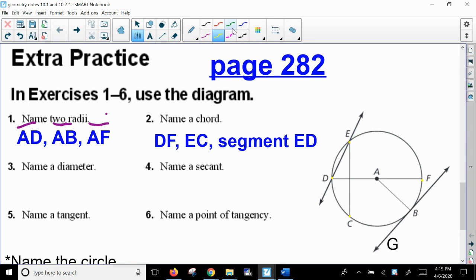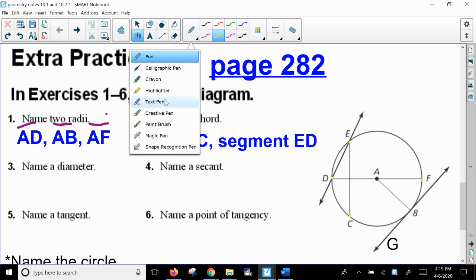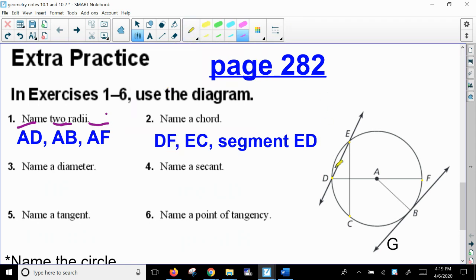Now, segment ED. Some of you might be like, wait a minute, Miss Speight, ED looks like a line, not a segment. Right. But remember, a segment is a piece of a line. So if I'm only looking at the piece of the line from E to D, that portion is a segment. So that segment would be a chord. Okay. A diameter. Remember the diameter, you're looking for a chord that goes through the center of the circle. So you should just come up with segment DF. That is the only diameter in this picture.